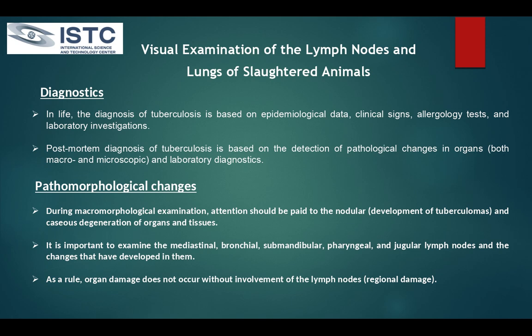Post-mortem diagnosis centers on detecting pathological changes in organs followed by laboratory confirmation. Key pathological changes to observe include nodular degeneration in tissues, commonly referred to as tuberculomas, and alterations in lymph nodes, particularly mediastinal, bronchial, submandibular, retropharyngeal, and mesenteric lymph nodes. Organ damage rarely occurs without lymph node involvement.